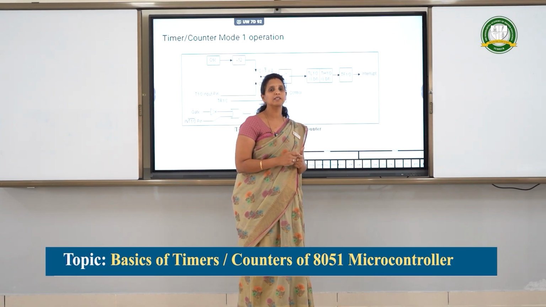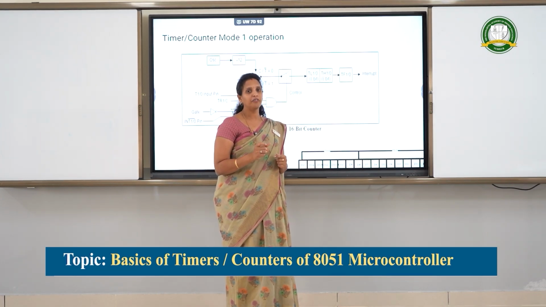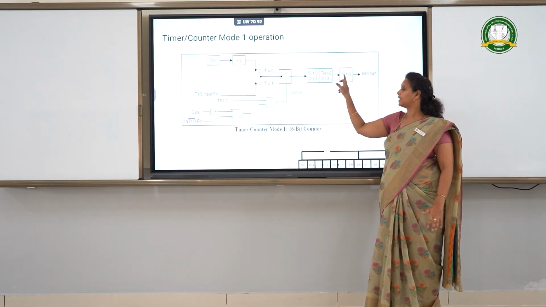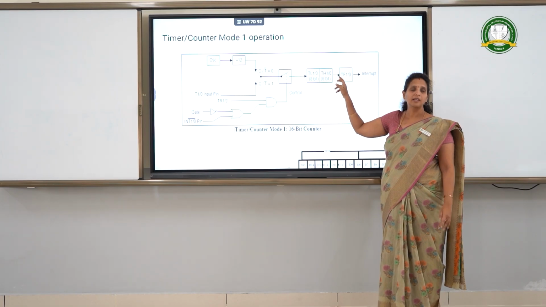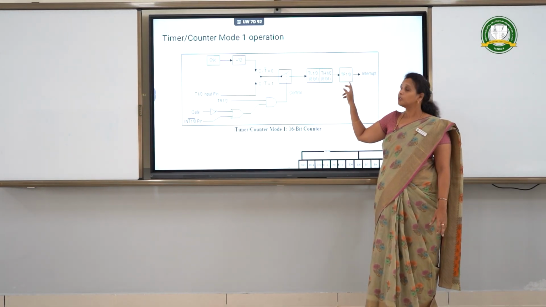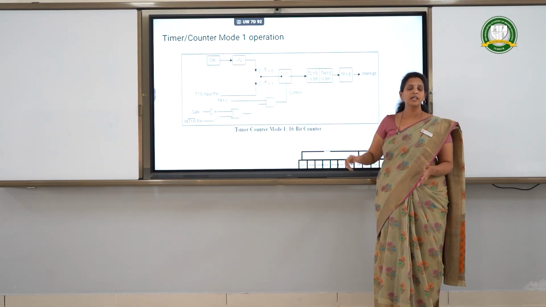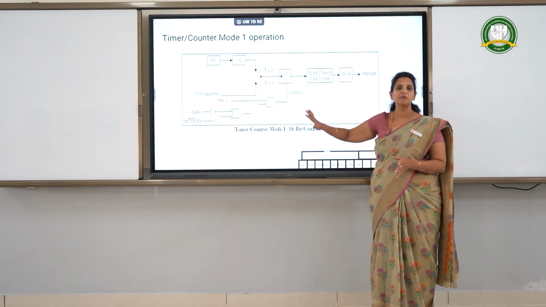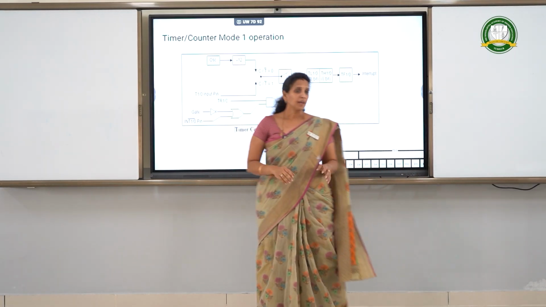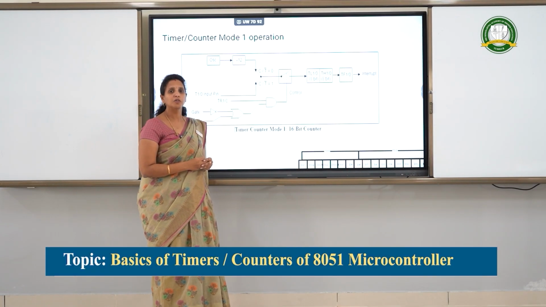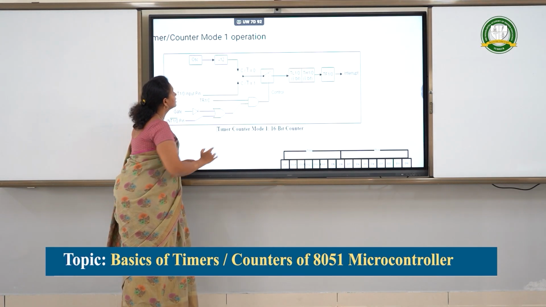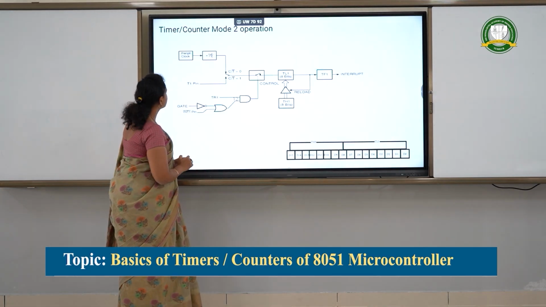As soon as it reaches its maximum value, FFFFH, it will be indicated by the interrupt flag called TF1 or TF0. That means TF1 for timer 1, TF0 for timer 0. So, as soon as this flag becomes 1, the programmer understands that the maximum value has been reached, and he or she should stop the timer, and some amount of delay has been generated. So, this is how timer or counter will work in mode 1. The next one is mode 2.